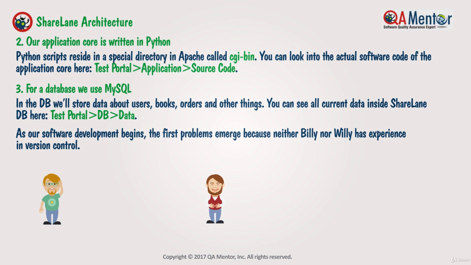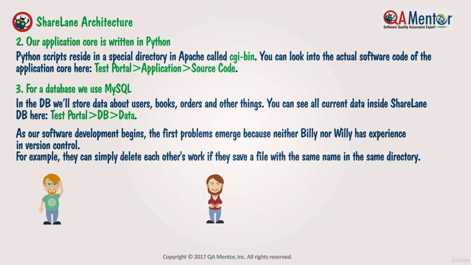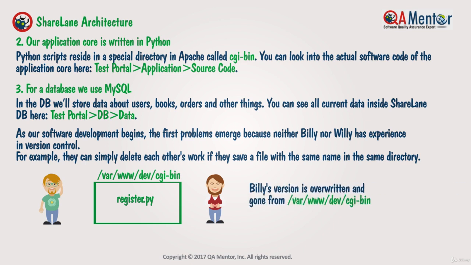As our software development begins, the first problems emerge because neither Billy nor Willie has experience in version control. For example, they can simply delete each other's work if they save a file with the same name in the same directory. So if Billy copies his version of register.py into a directory, and then Willie copies his version of register.py into the same directory, Billy's version is overwritten and gone from it. So Billy, Willie, and Mr. Zorg make a historic decision to use CVS.